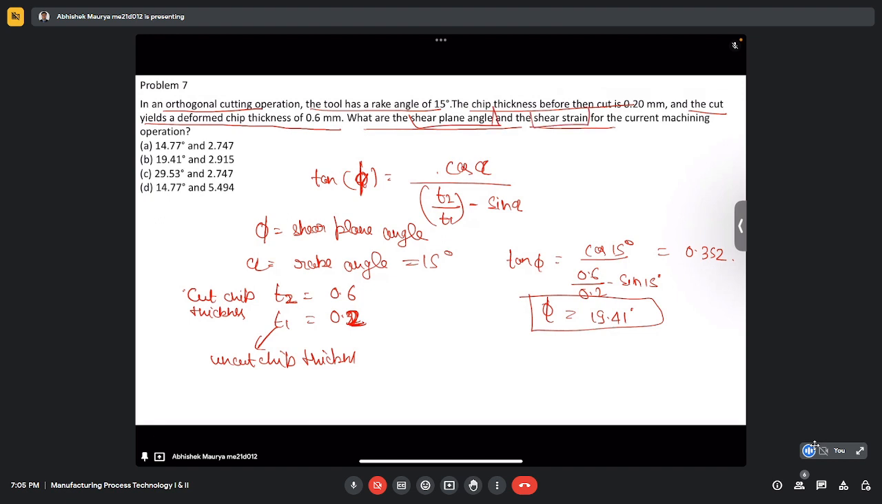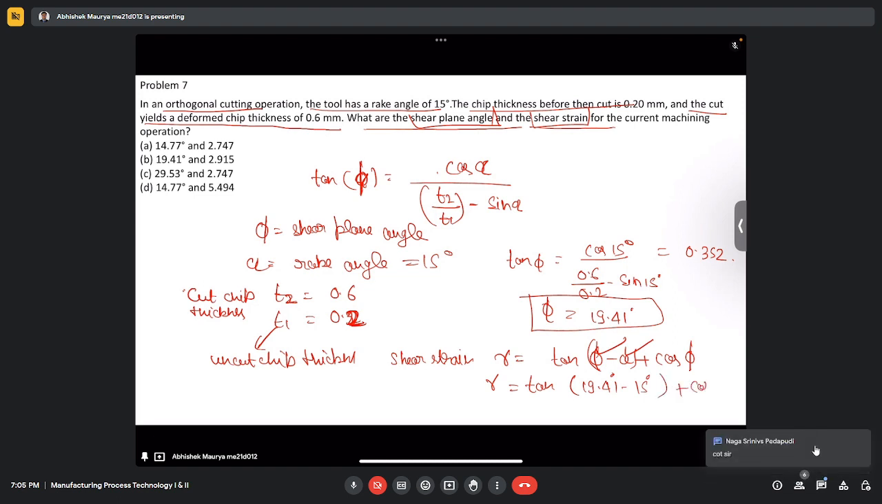And now what is the shear strain? Shear strain is nothing but tan(phi minus alpha) plus cot phi. And here we know phi, and alpha is given, so we will put the values. Tan(19.41 minus 15 degree) plus cot 19.41 degree. And after solving, we will get 2.915. This is the shear strain induced during the plastic deformation of the material during the formation of the chip.